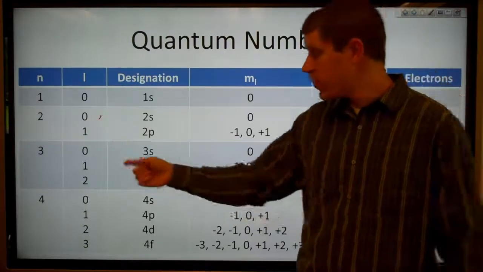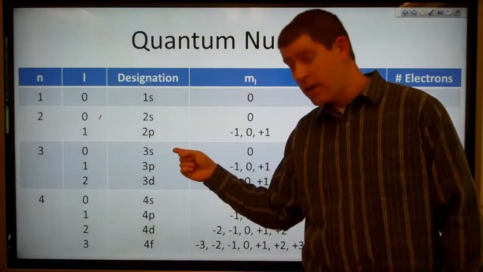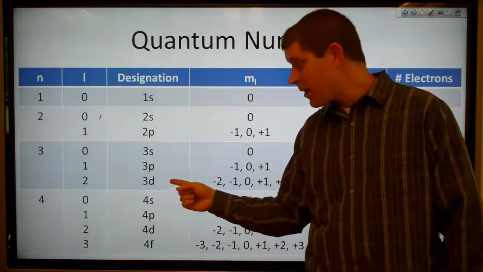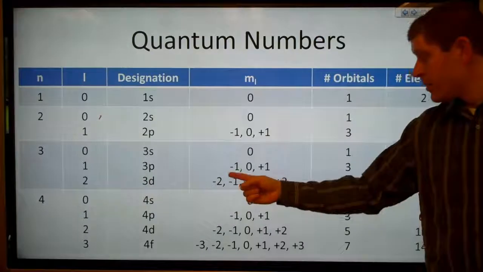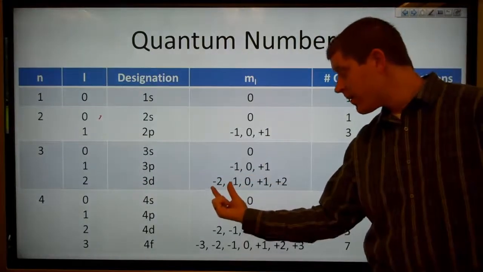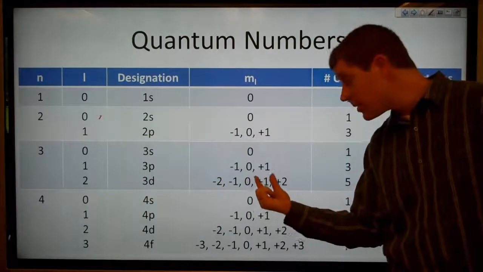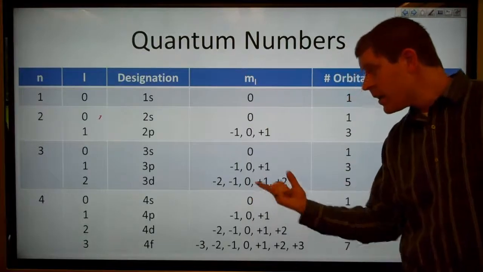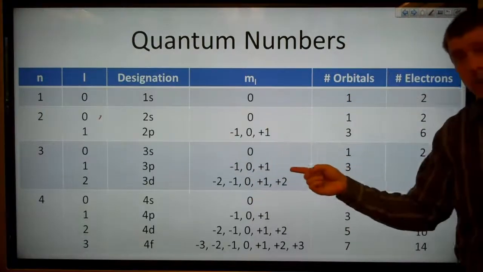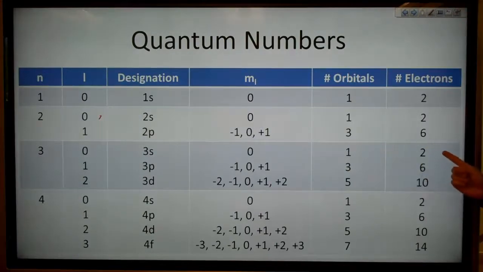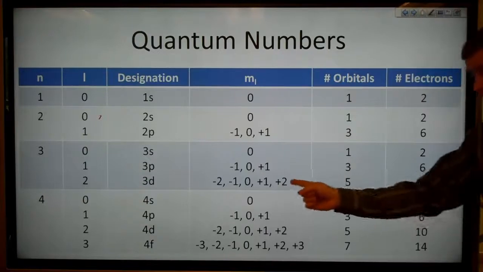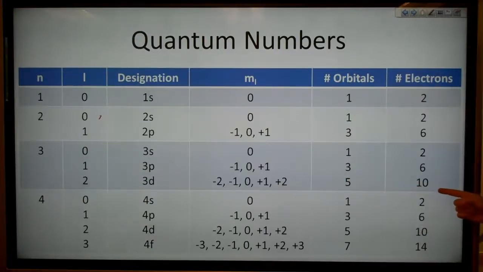So with the third energy level, again, we have an s, we have a p, and now we have a d. Again, the d was L equals 2. So now we can have possible m sub L values of -2, -1, 0, +1, and +2. Again, the s has just one possible value, the p has 3. So we have one s orbital giving us 2 electrons, 3 p orbitals giving us 6 electrons, 5 d orbitals giving us 10 electrons.